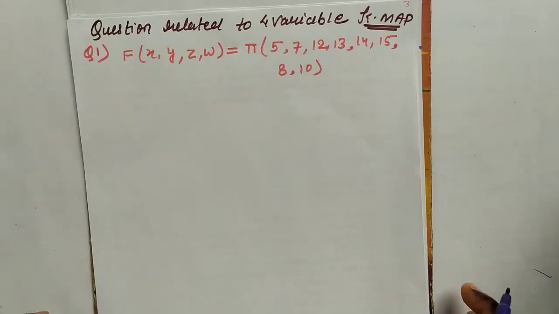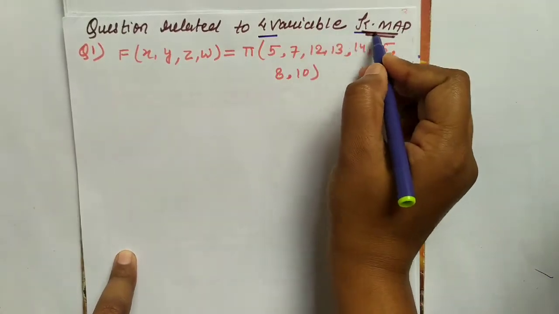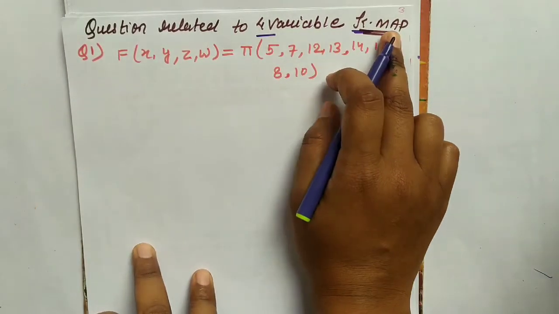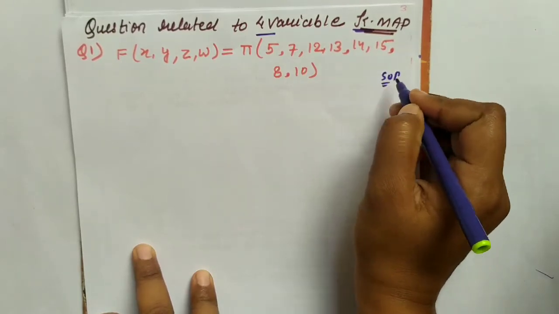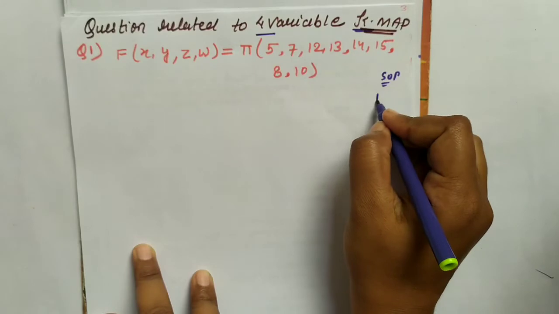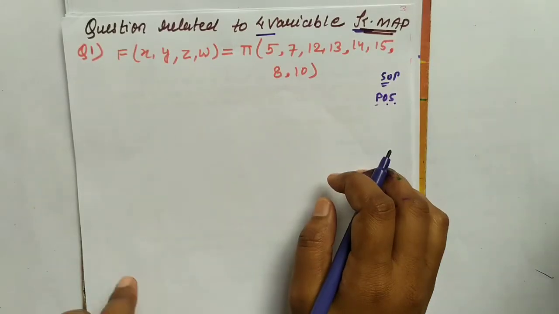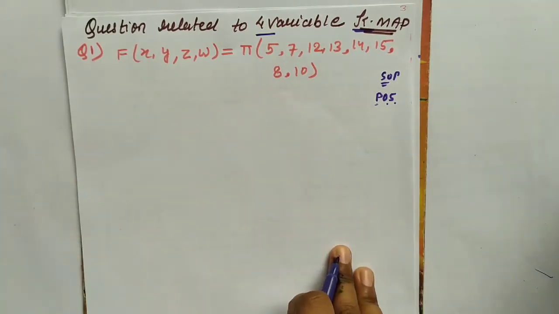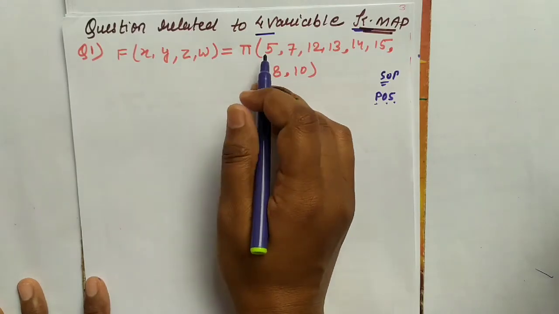Hello everyone, in this video we will discuss a question related to the 4 variable K-map. In the previous video we also discussed a 4 variable K-map for the SOP, but now in this video we discuss a question related to the POS. So let's see how we can identify whether the question is related to the SOP or POS.